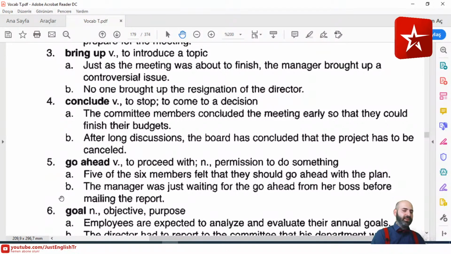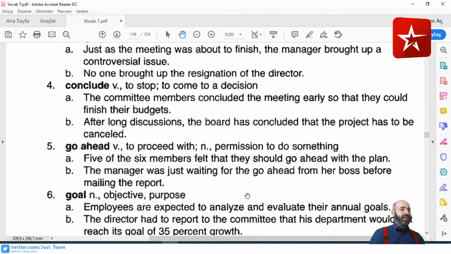Guys, in sentence B, go ahead is a noun or a verb? Which one? Noun or a verb? Ramazan and Mert say noun, and you are correct, guys, because we have the article. So we need to use, of course, a noun after that. Thank you.